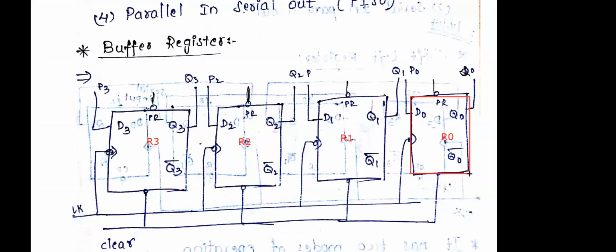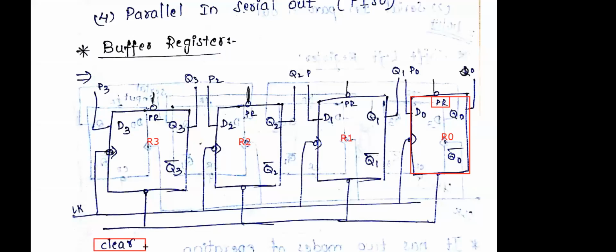That is, we are using the construction of D flip flop for R0. Observe, we have the input D0, output Q0, complement Q0 bar, and we have the preset PR and the clear. See here, the clear is taken as common. If you observe the construction, for all the registers R0, R1, R2, R3, all the clear inputs are connected together.